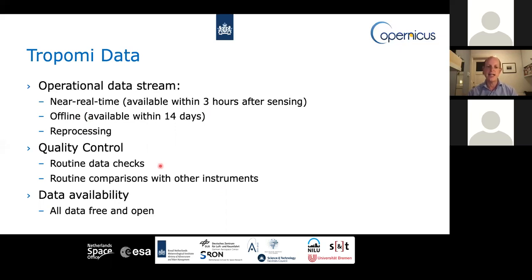We also do routine quality control, doing checks on the data, but also comparing them with other instruments, including ground-based instruments for the different species, including, for example, TCCON, where your group is also very much involved. And of course, all the data that we produce are free and open to any user. That I think is really great about this mission.